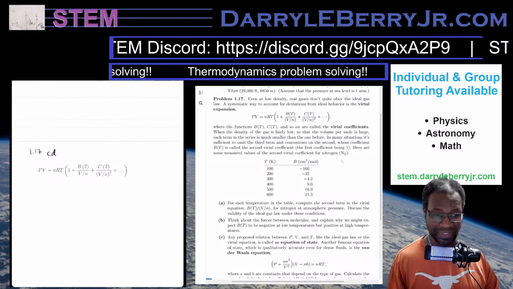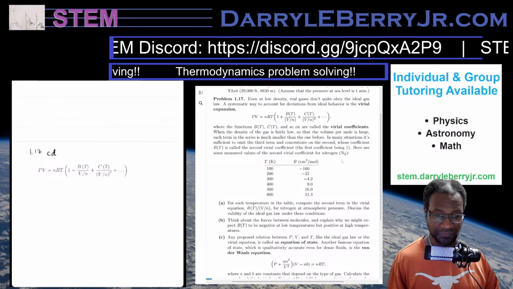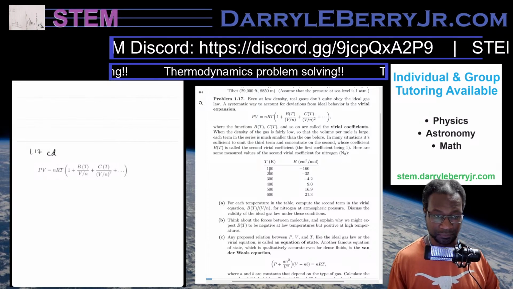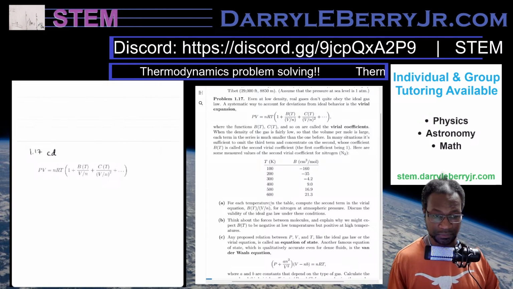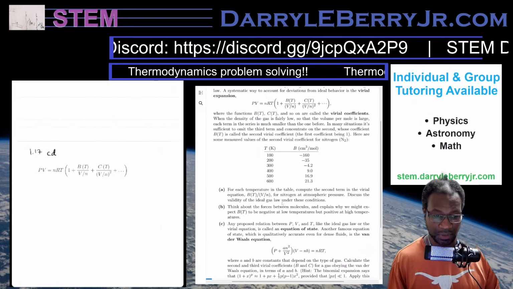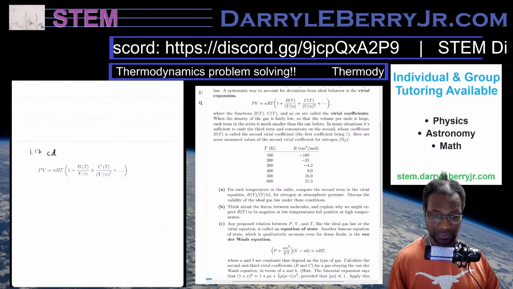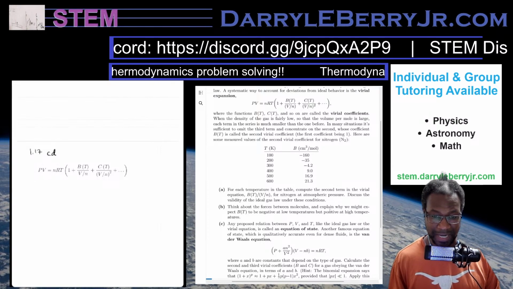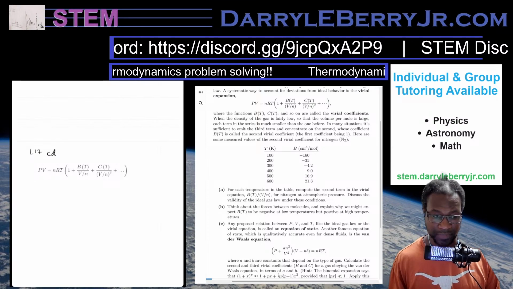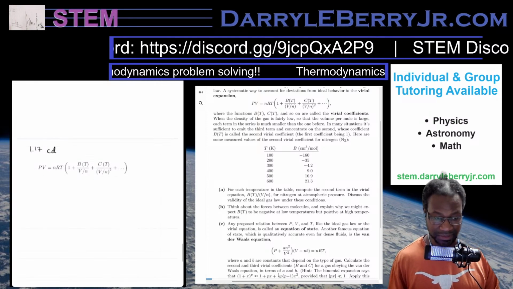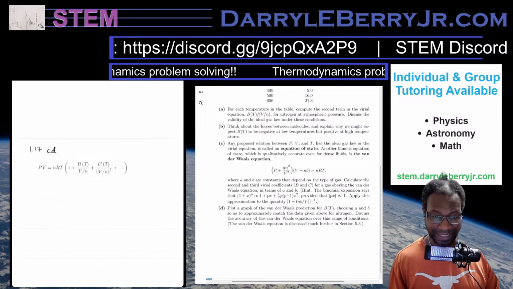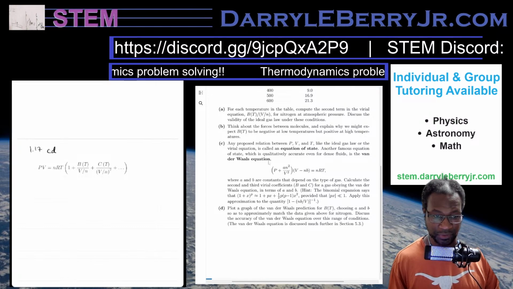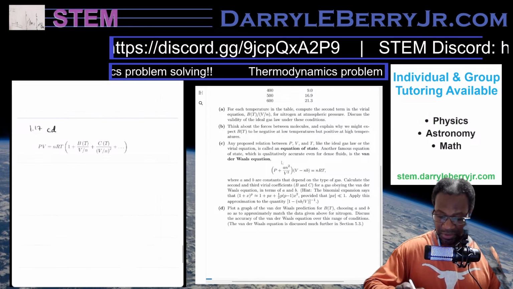Here are some measured values of the second virial coefficient for nitrogen. So we can see how that changes with temperature. Think about the forces between molecules and explain why we might expect. So hold on, I'm doing only C and D. Then he proposed a relationship between PV and T, like the ideal gas law or the virial theorem, is called an equation of state.